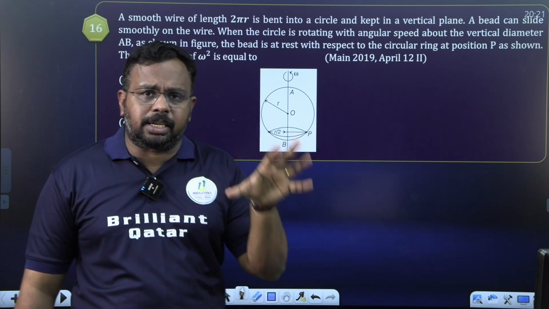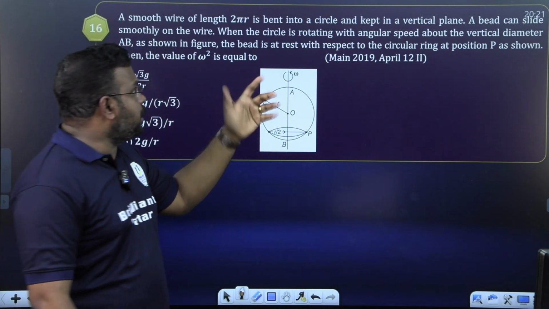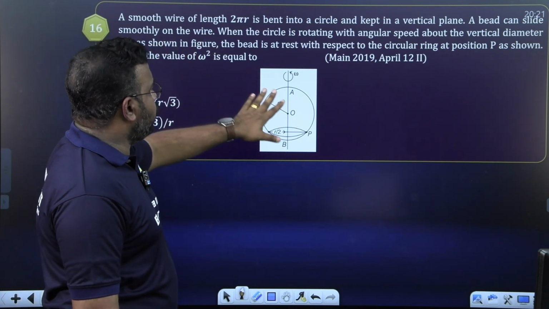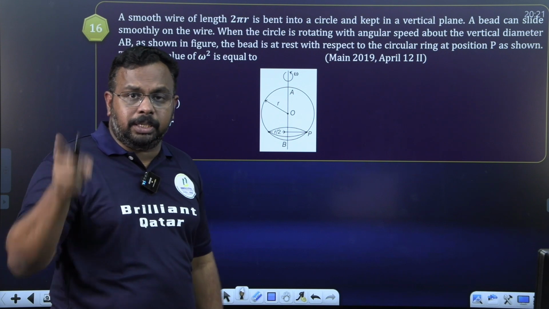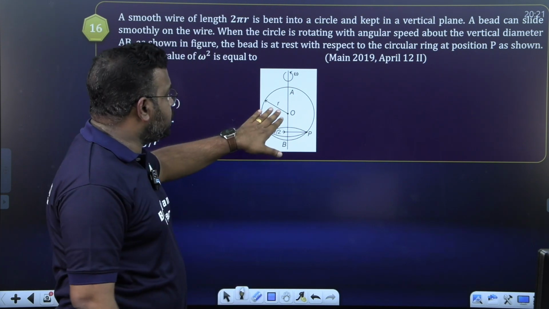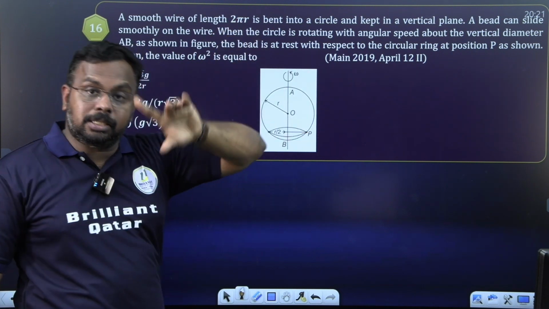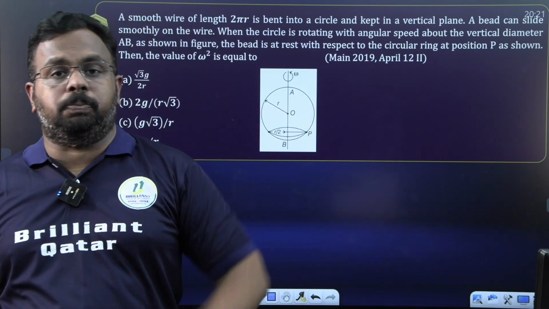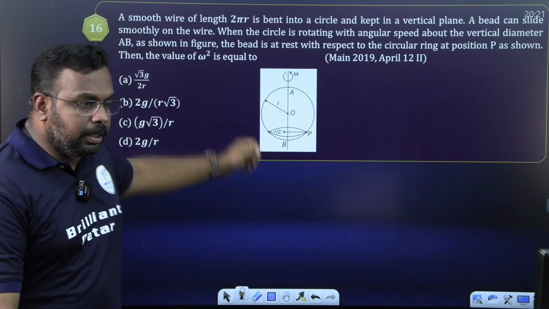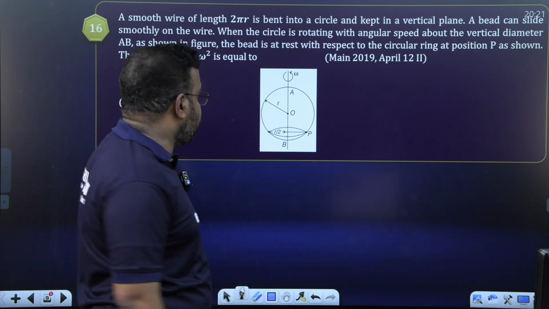So look, first understand the question. There is a vertical circle made by a metal, a smooth wire. It is in a vertical circle. Remember, it is like this. Okay. And what is its radius? Actually its circumference is given. Length is 2 pi r means circumference is 2 pi r. Circumference is 2 pi r means radius is r. So that is an indirect information. Radius is r, but it is there in the diagram. So no need to worry about that.